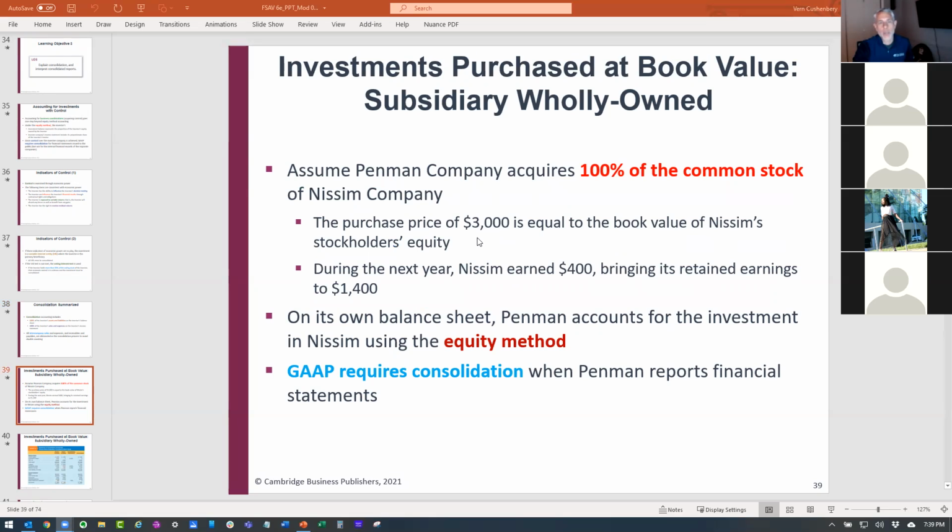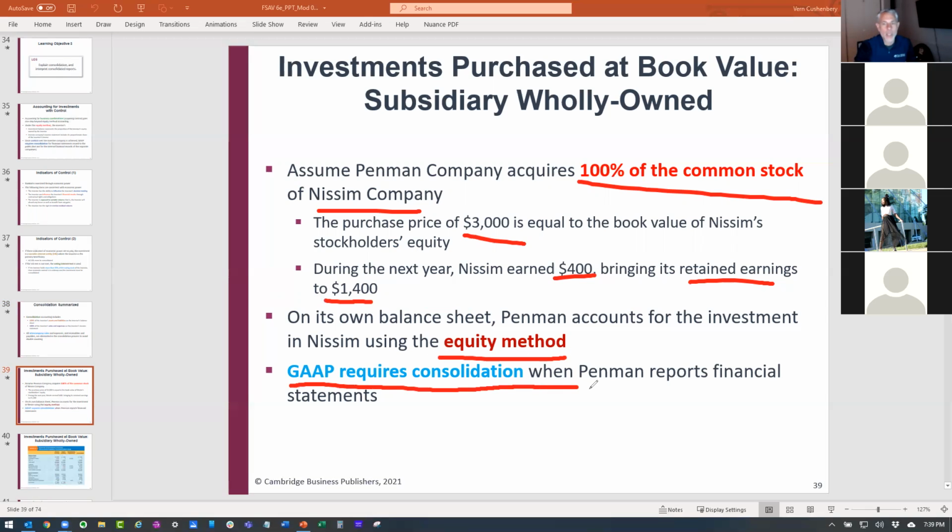Okay, let's look at an example. Assume the Penman Company acquires 100% of the common stock of Nissan Company. Purchase price is $3,000. During the next year, NISM earns $400, bringing its retained earnings to $1,400. On its own balance sheet, Penman accounts for the investment in NISM using the equity method. GAAP requires consolidation when Penman reports financial statements.